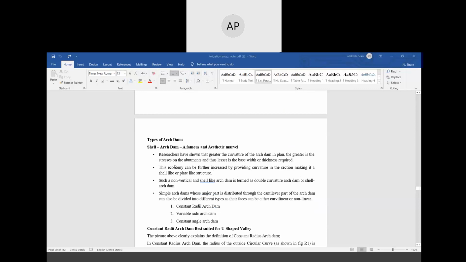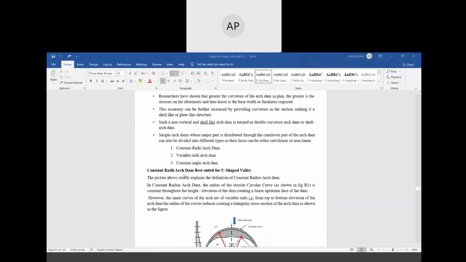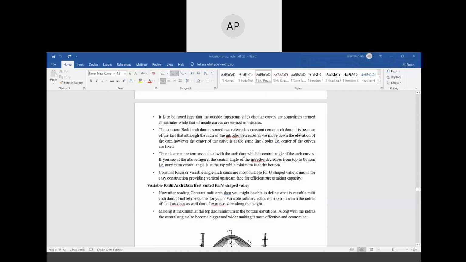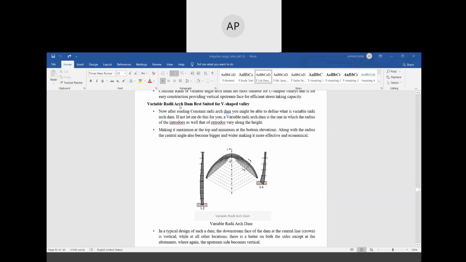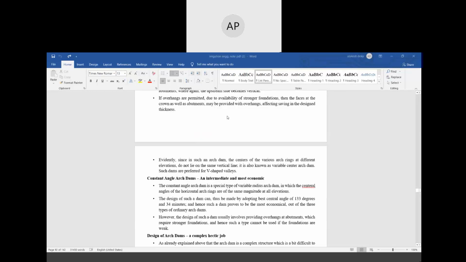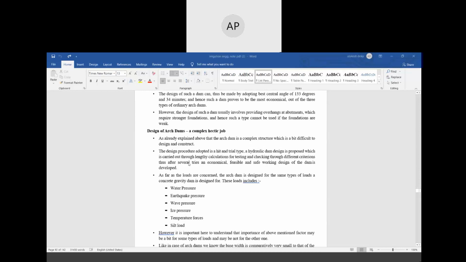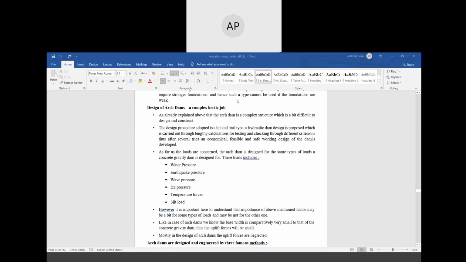and types of arc dam: shell arc dam, a famous aesthetical marvel; constant radius arc dam, best suited for U-shaped valley; variable radii arc dam, best suited for V-shaped valley; and constant angle arc dam, whose design is complex and hectic. Okay, design of arc dam.